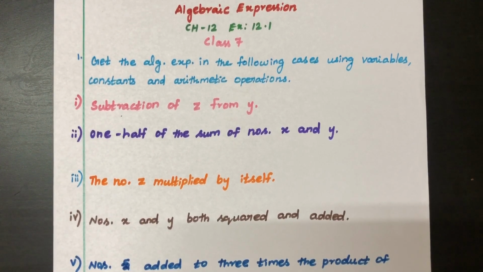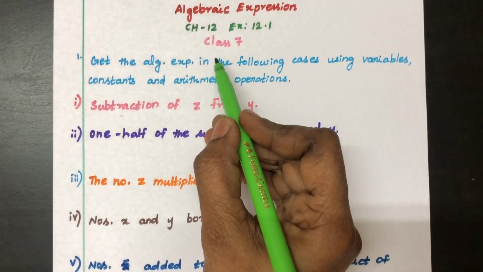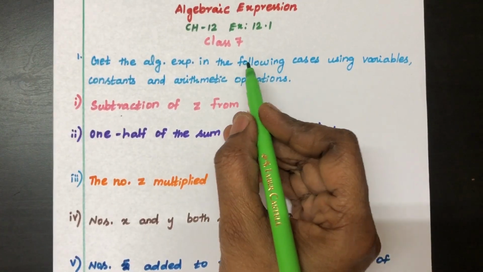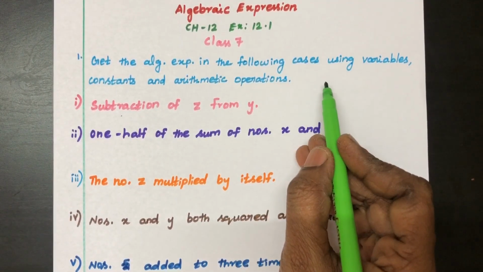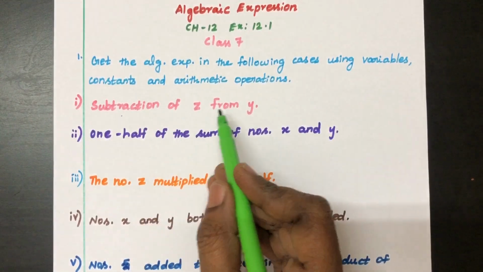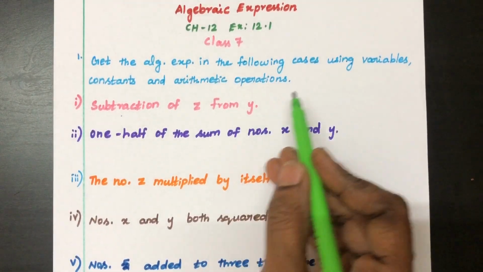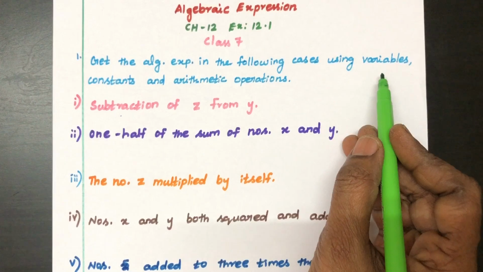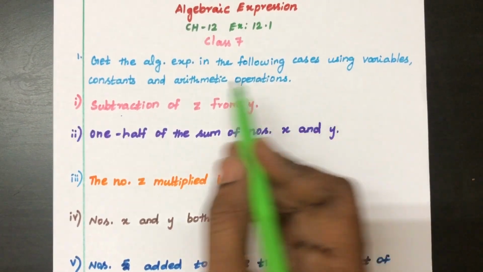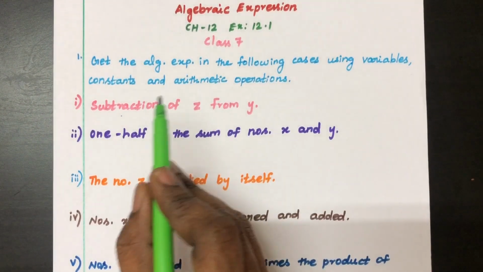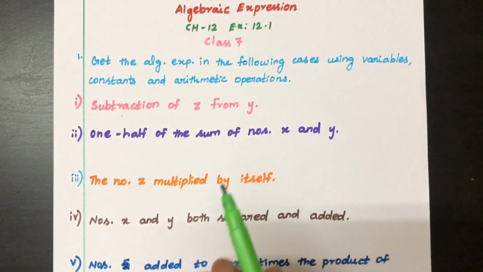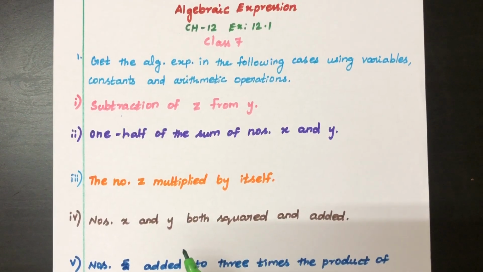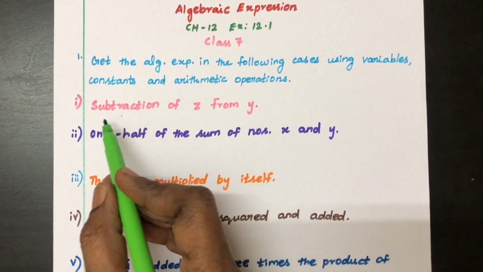Today we are going to learn algebraic expressions, chapter 12, exercise 12.1 for class 7. First question: get the algebraic expression in the following cases using variables, constants and arithmetic operations. Variables means alphabets, any alphabets from A to Z. Constant means just numerical numbers, and arithmetic operation means plus, minus, multiplication, division. All are arithmetic operations. Shall we get started?